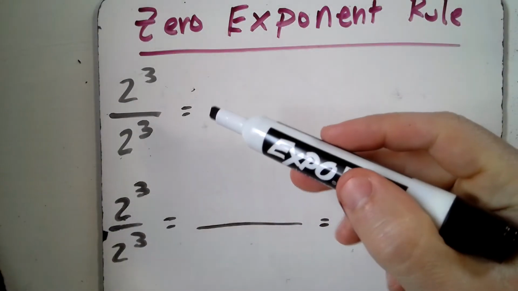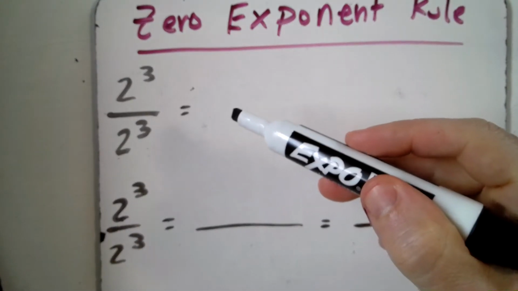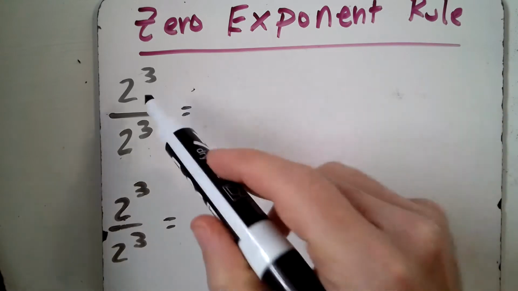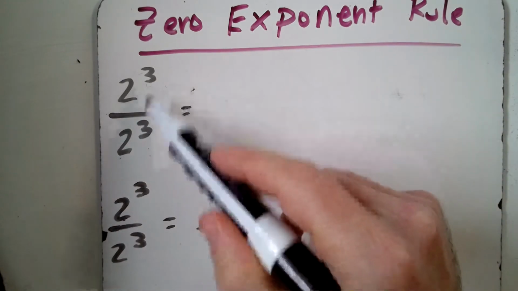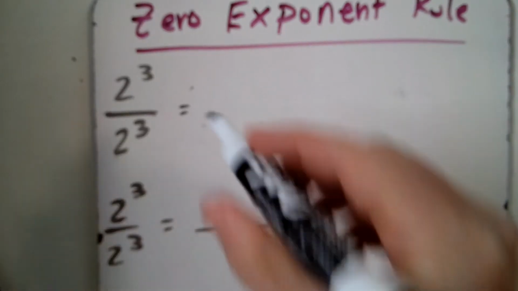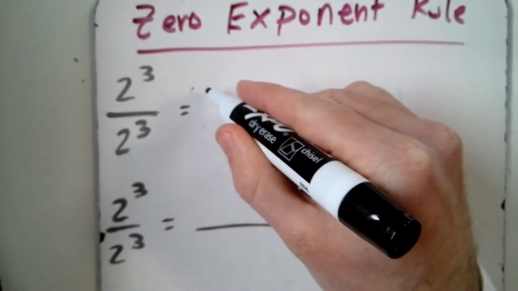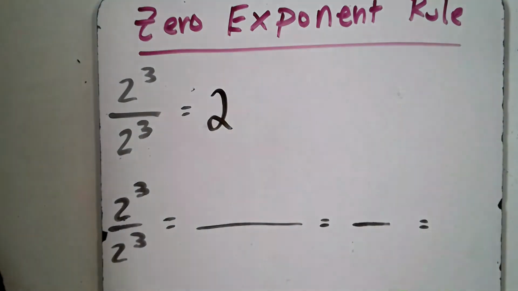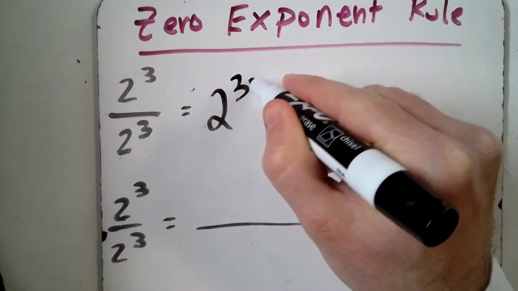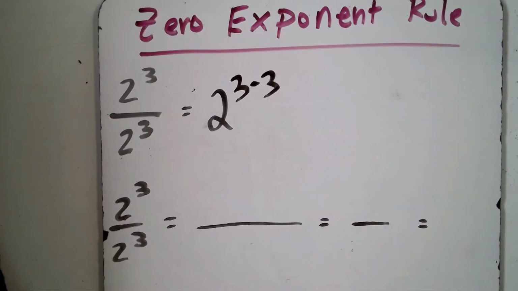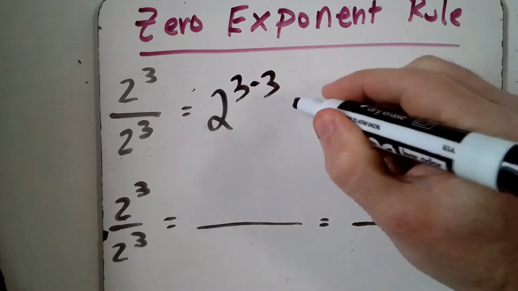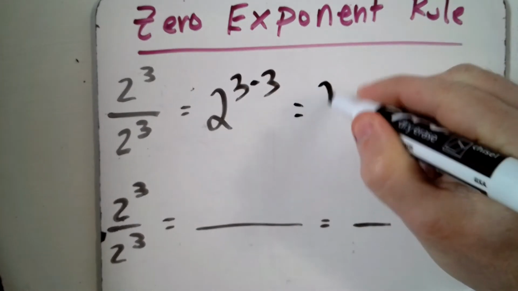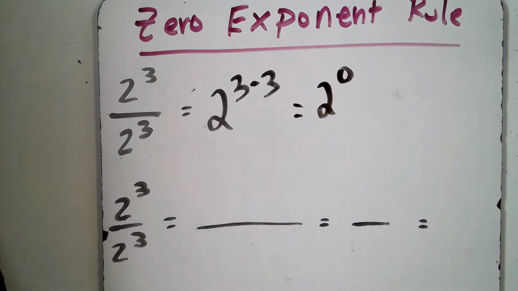So let's go with what we already know with dividing with the same base in exponential form. If we ever have two terms with the same base, we know we can divide by subtracting the exponents and keeping the base the same. So what would happen here is I would have a 2. I'd keep that base the same, but then I would have a 3 minus 3 for my exponent. From there, we get down to this piece where we get 2 to the 0 power.